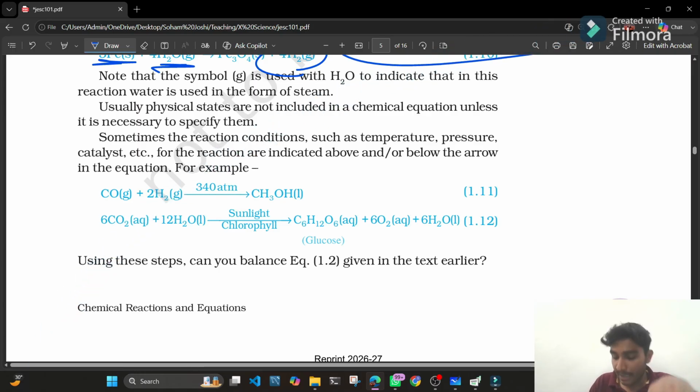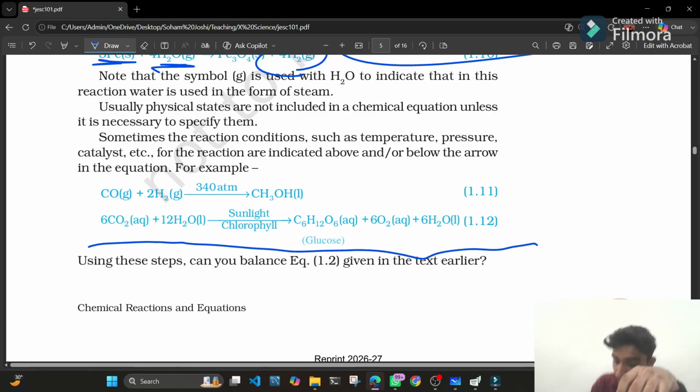Okay, here also, next example, you have 6CO2 plus 12H2O gives C6H12O6 plus 6O2 plus 6H2O. Basically this is the photosynthesis process. Basically you have used carbon dioxide, you have used water, and you have formed glucose, plus oxygen is released and water is released.